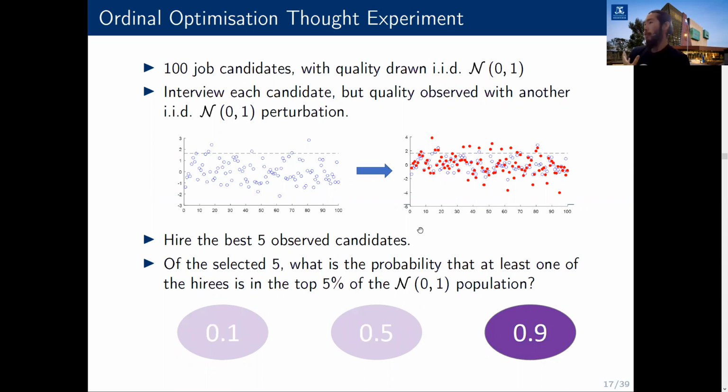It feels unintuitive to me because you've essentially got a noise to signal ratio here of 1. You're adding noise of the same variance as the original quality. But I guess this sort of experiment does demonstrate in some way how this ordinal optimization approach of selecting the best can be somewhat robust to noise.